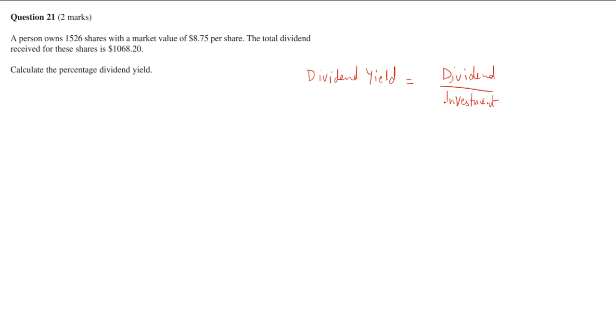So, what is the investment that the person has made? 1526 shares, each valued at 8.75. So you need to multiply the two to get the total value of the share, total value of the investment, right? So that number is, let's put it in the denominator, 1526 multiplied by 8.75. And the dividend you received is 1068.2. Solving this will give you dividend yield, which would be about 8%.